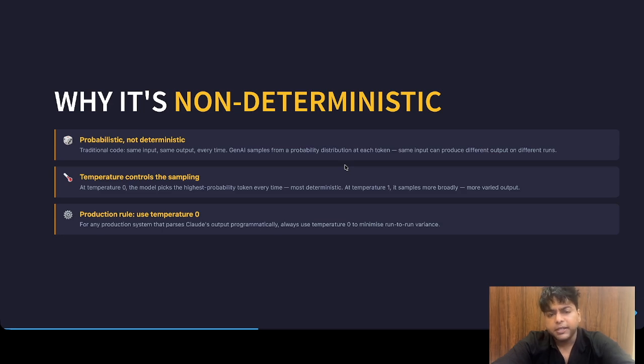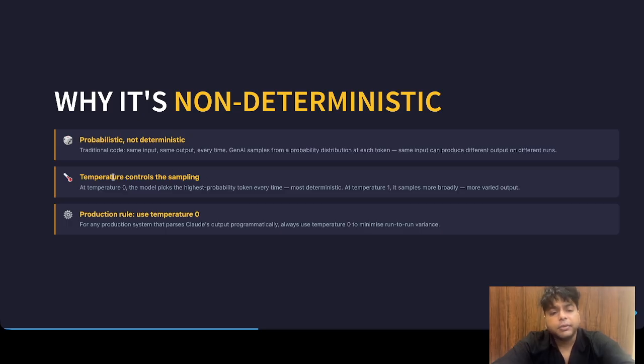Generative AIs are basically non-deterministic. It is probabilistic but not deterministic. What are deterministic systems? Deterministic systems are traditional code, where if we give the same input, we get the same output every time. Generative AI samples from a probability distribution at each token. The same input can produce different output at different runs.